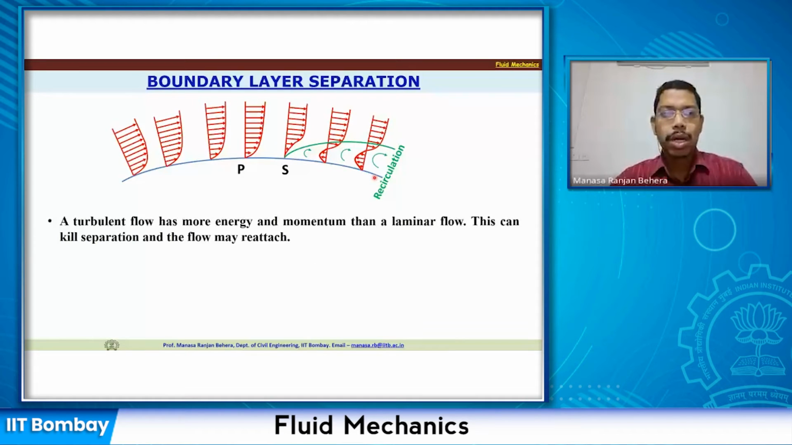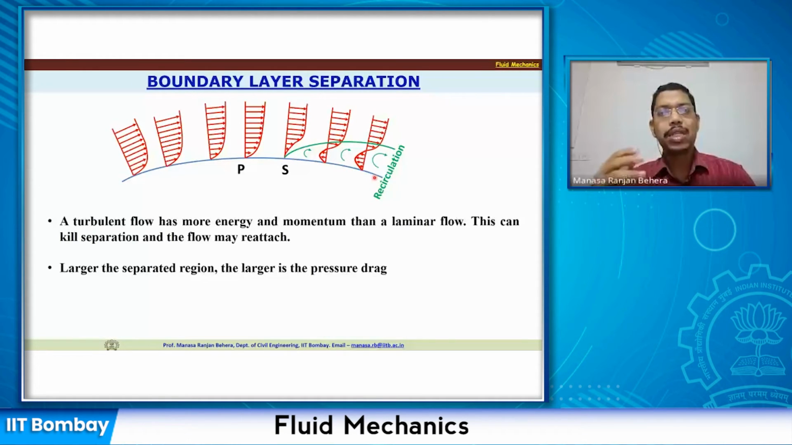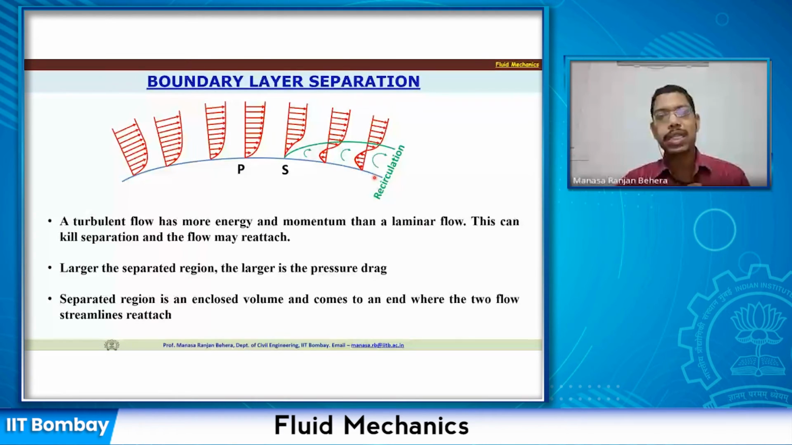Now, the larger the separated region, the larger the pressure drag, which we have already seen. So if we can reduce this... The separated region is an enclosed volume and comes to an end where the two flows or the streamlines are going to reattach again. Once we have the flow separation from a body, there will be a certain point where the streamlines which have separated will come and reattach again. This region is your separated region, and that is what is going to contribute to your pressure drag. Due to this, there is some kind of wake formation which is going to happen in the region that we have seen.